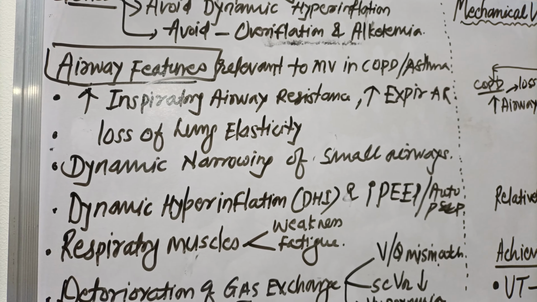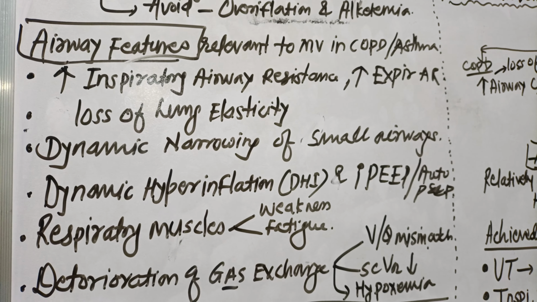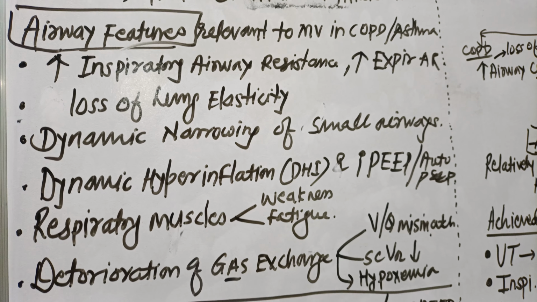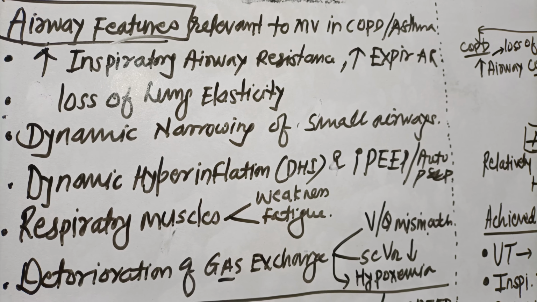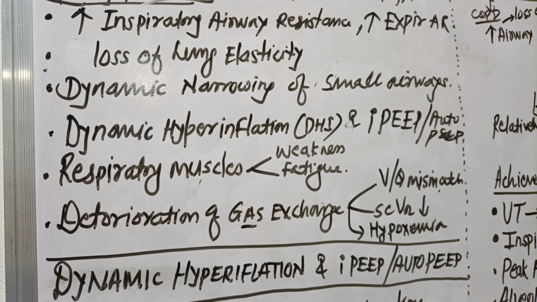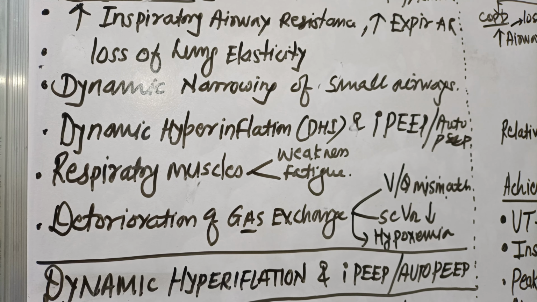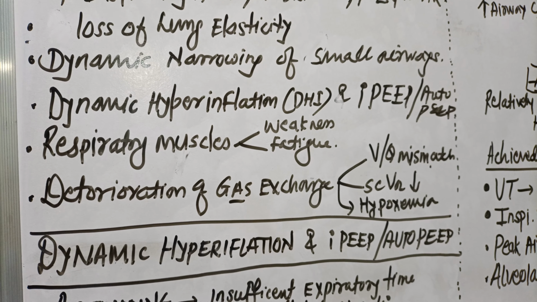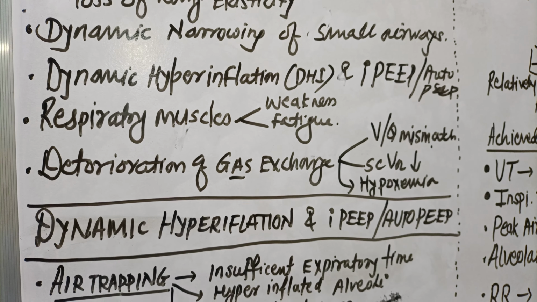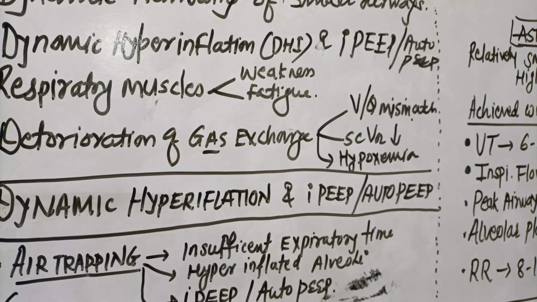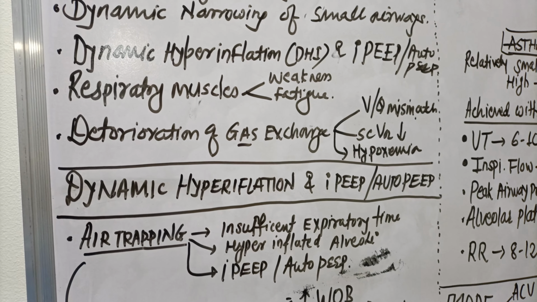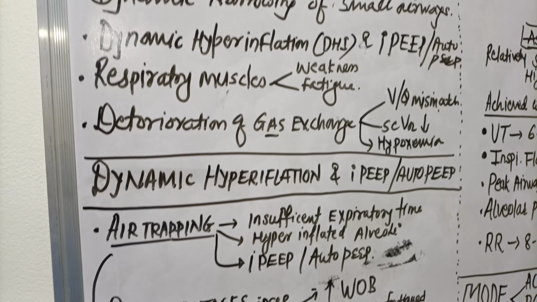There are characteristic features of the airway in airway diseases. In COPD and asthma patients, there is increased inspiratory airway resistance, increased expiratory airway resistance, loss of lung elasticity, dynamic narrowing of small airways, dynamic hyperinflation, and development of intrinsic PEEP or auto PEEP, respiratory muscle fatigue and weakness, deterioration of gas exchange at the alveolar level, which includes VQ mismatch, hypoxemia, and decreased central venous oxygen saturation.